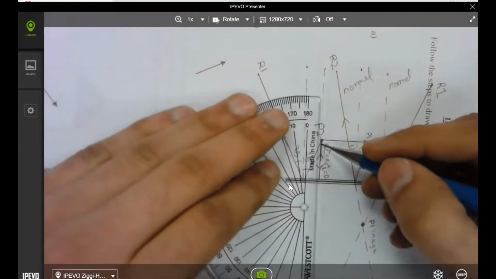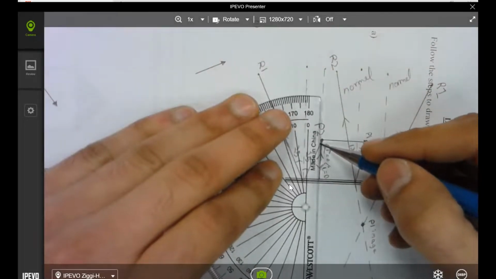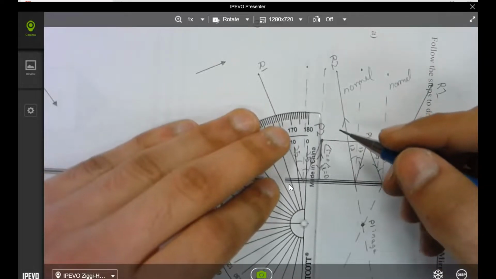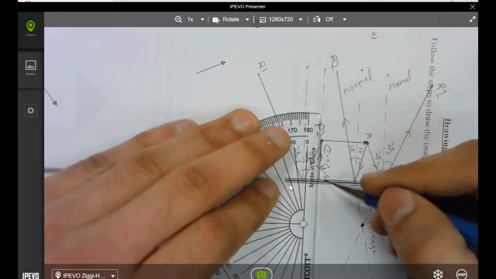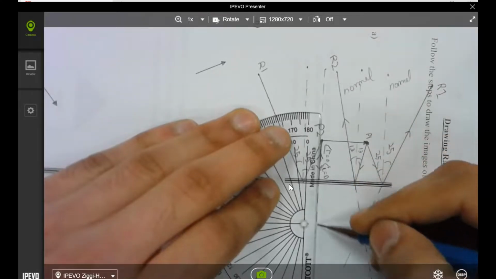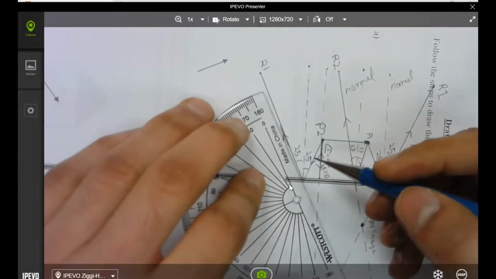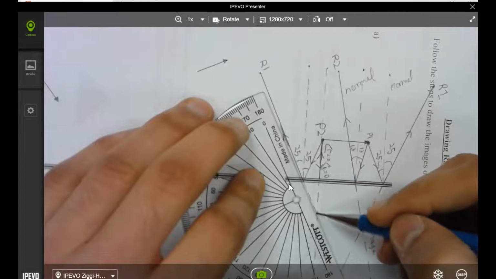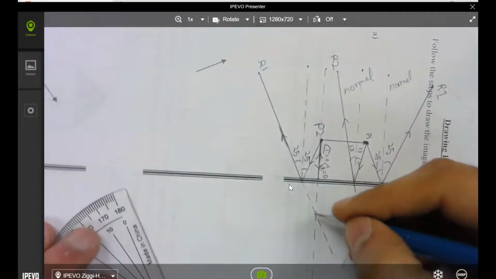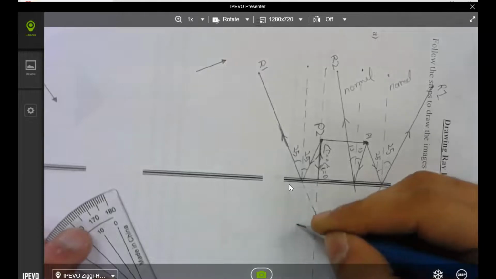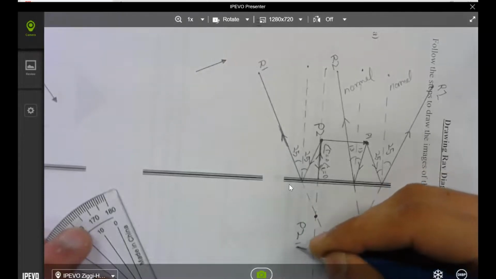So I'm going to extend these rays, but what do I have to remember while extending them? What should I use? I should use dotted lines. And why am I using dotted lines? Because it's not real light. Very good. Dotted extensions. And where those two lines meet, which is right here, is my image of point number 2.